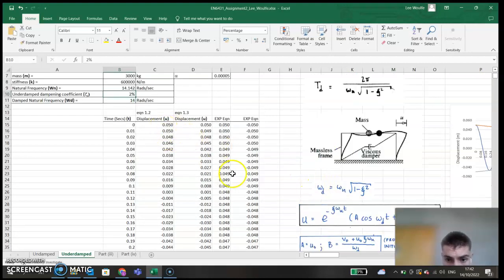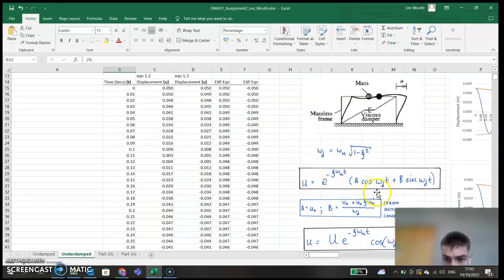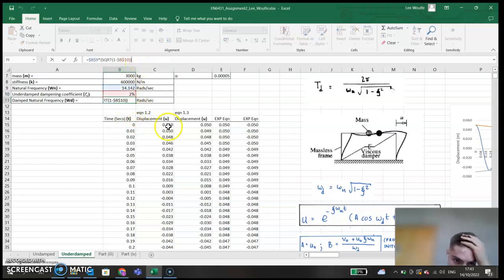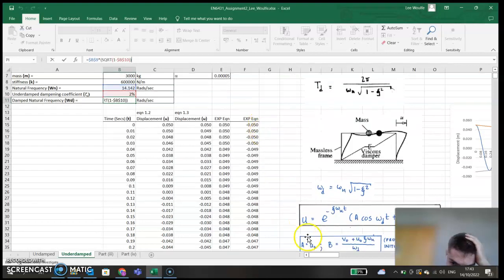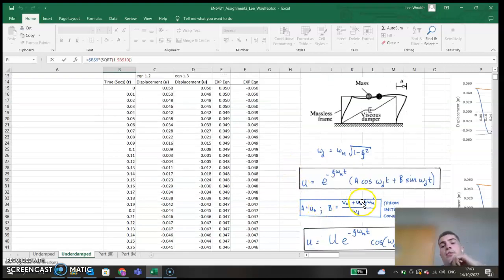So what I did for the first one was I used this formula here, but to do this I had to get my damped frequency, which was got using the formula: the natural frequency times the square root of 1 minus the damping coefficient squared. So that formula can be seen there, which gives us our value. Once we had that, we had our time. We had to get our A and B values. Our A and B values differed from the A and B values in the previous example, the undamped. Here A is the same as U naught, but B differs.